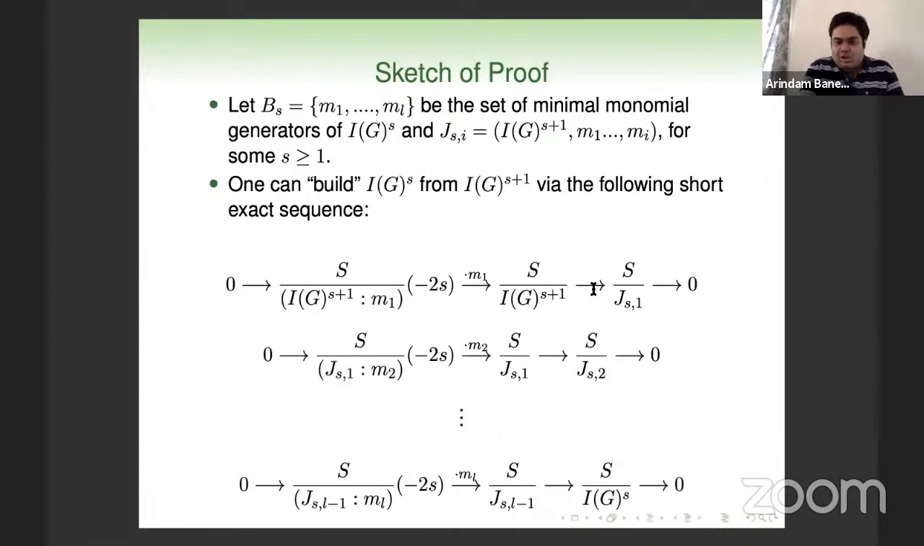Note that in the first line, whatever you get in the side comes in the middle of the second line. Similarly, whatever you get in the right side of the second comes in the middle of the third line, and so on. So the regularity of Ig power s mod Ig power s plus 1 is less than or equal to the max of the sides and the last one. And the last one's bound, suppose you know using induction, then to bound the regularity of this s mod Ig power s plus 1, all you need is the sides.